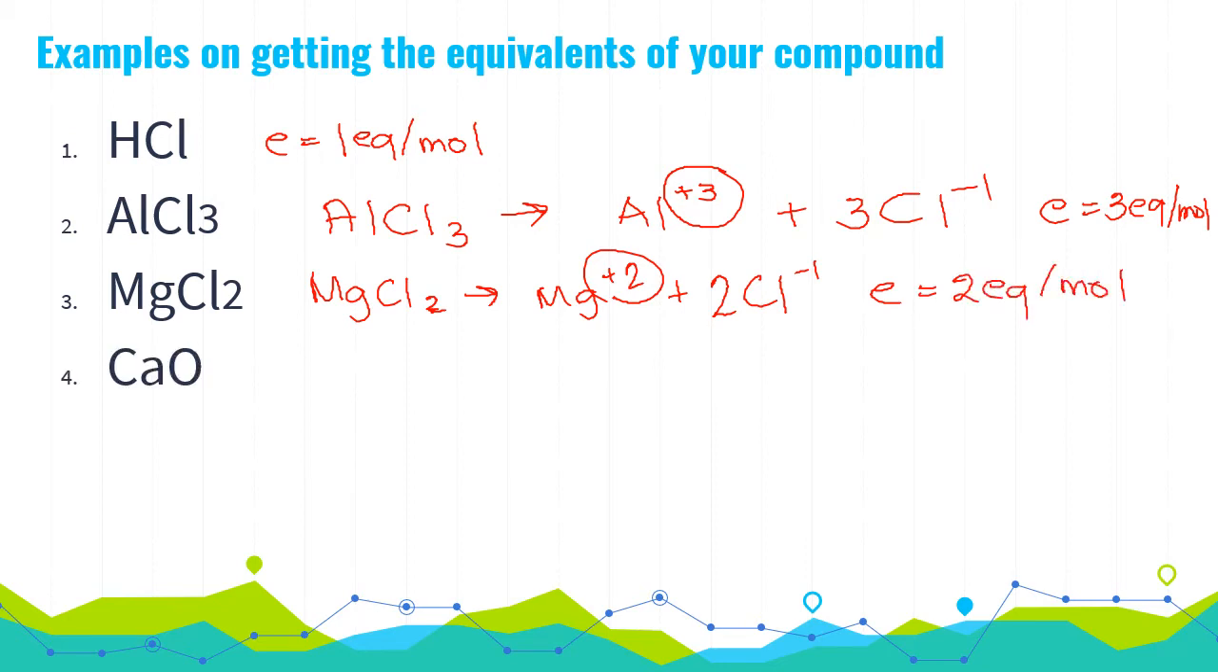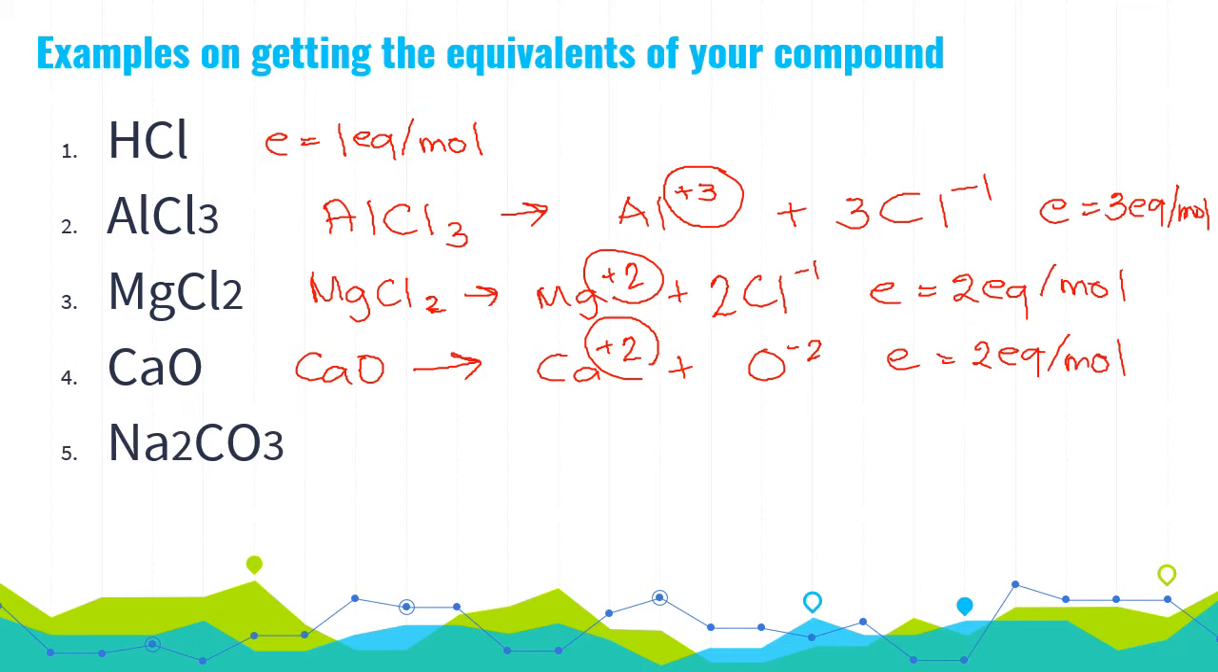Now we have your CaO, or our calcium oxide. CaO will dissociate into your calcium ion, positive 2, plus your oxygen, negative 2. Looking again at the charge of our positive ion, our equivalence therefore is 2.